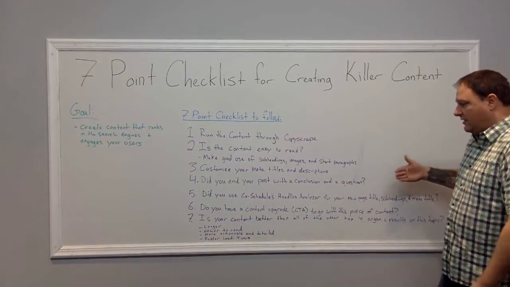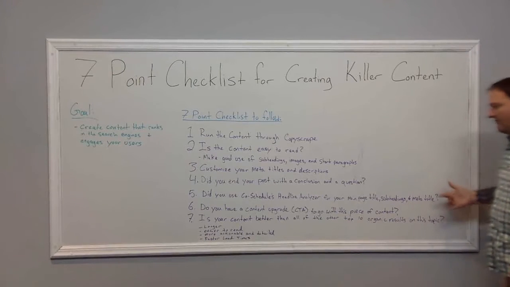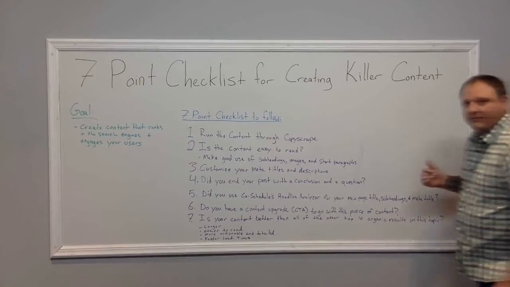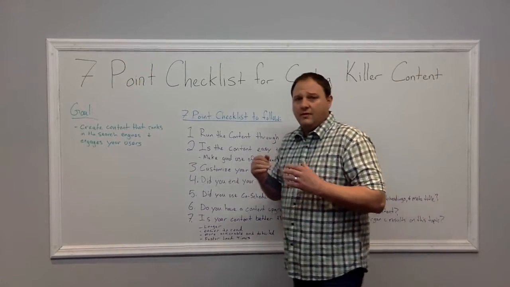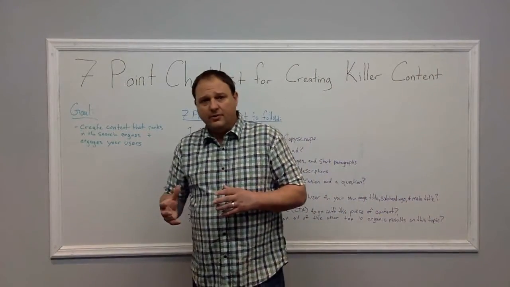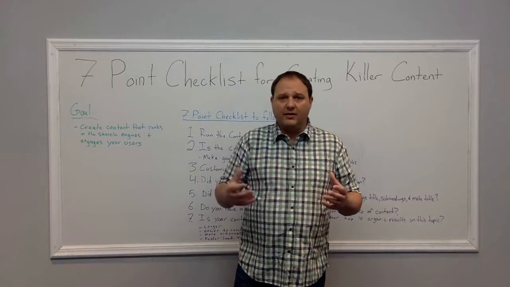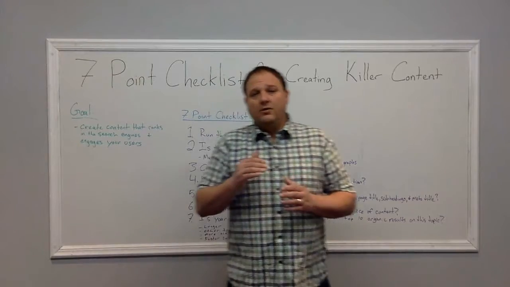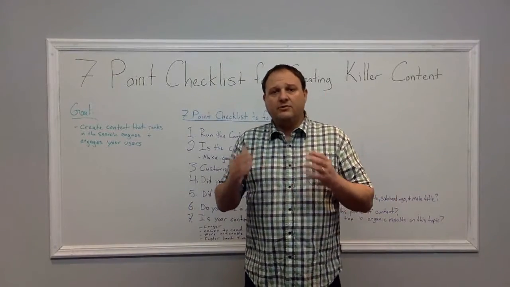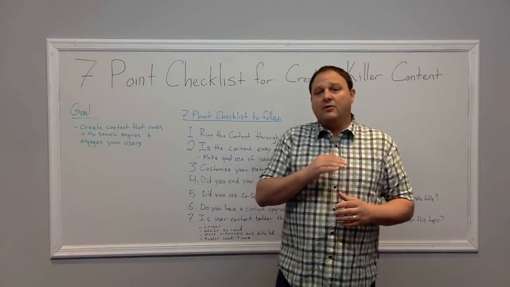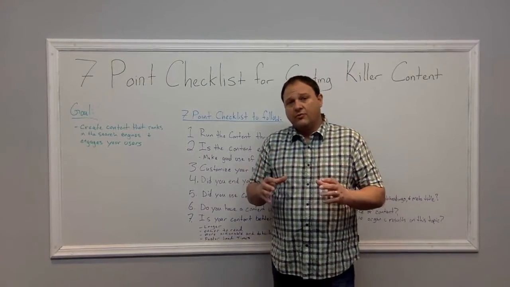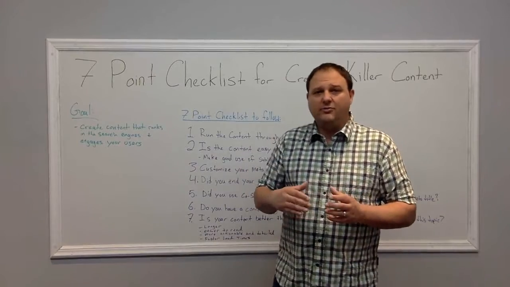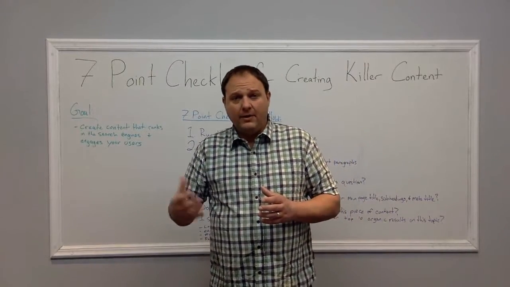Number five, did you use CodeSchedule's Headline Analyzer for your main page title, subheadings, and meta title? CodeSchedule is a free tool. You do have to sign up with an email or something like that, but I highly suggest running your main page title, your subheadings, and your meta title through CodeSchedule's Headline Analyzer. This will give you a score. I always try to shoot for 70 or higher.